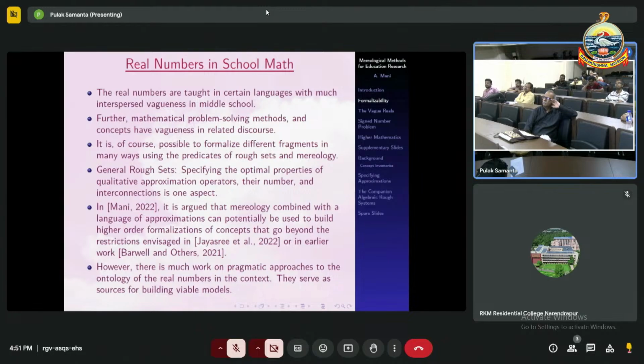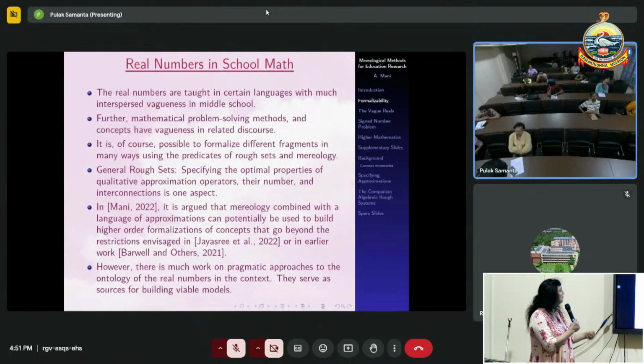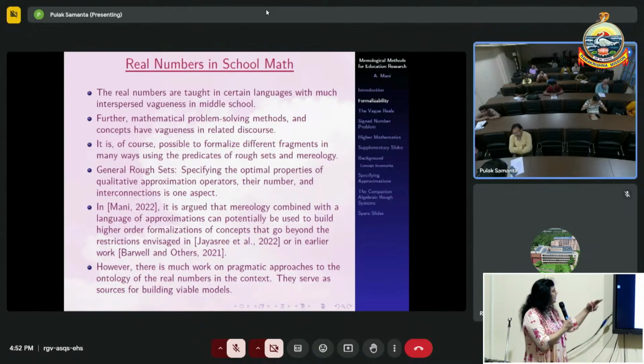This is the first statement, which says that the real numbers are taught in certain languages with much interspersed vagueness in middle school, for example. And there are many textbooks on this, which show how vague the language is. If you want the references, I can give them to you. Further, mathematical problem solving methods and concepts have vagueness in related discourse. And it's of course possible to formalize different fragments in many ways using predicates of rough sets and mereology.